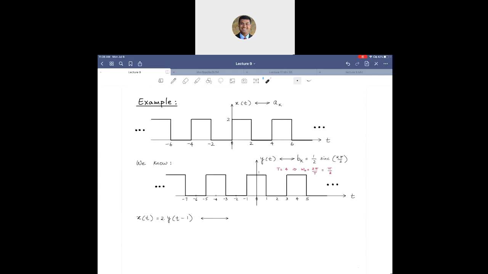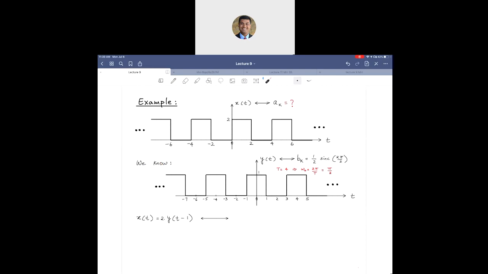All right, another example. I have x of t, whose Fourier series coefficients are a sub k, and I need to find out what a sub k are. So that's the question. I'm going to start off with what we know. We know a standard result. What is that standard result?